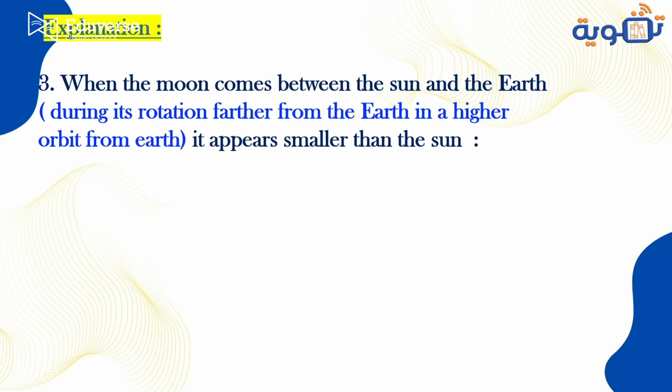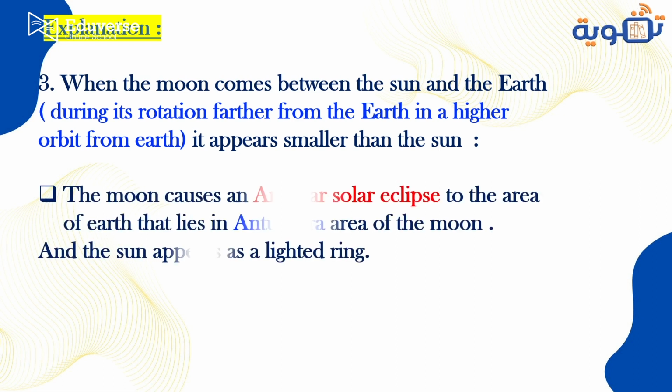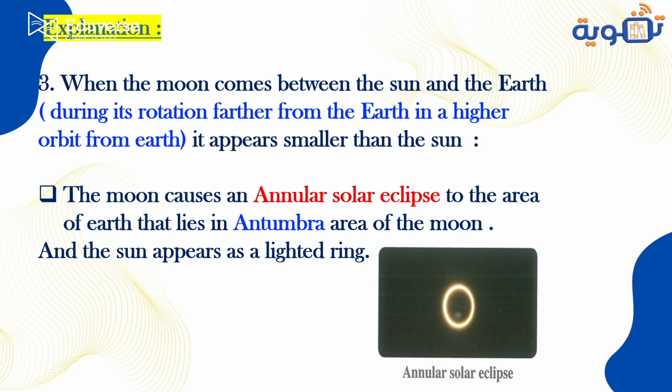The third case, when the moon comes between the sun and earth, but here the moon is farther from the earth, in a higher orbit. So the moon will appear smaller than the sun, and it will cause annular solar eclipse to the area of earth that lies in the antumbra area of the moon. The antumbra here is located behind the umbra area of the moon. And here the sun appears as a lighted ring in the sky.